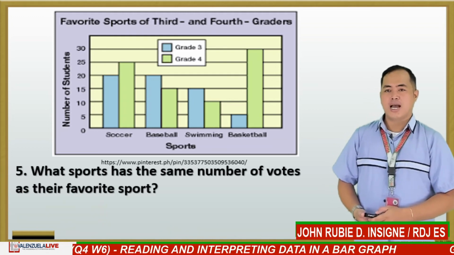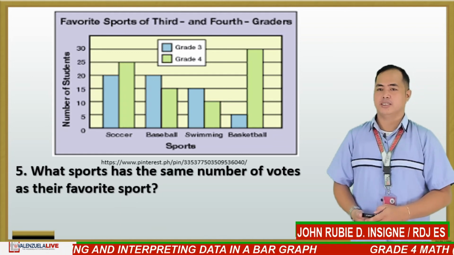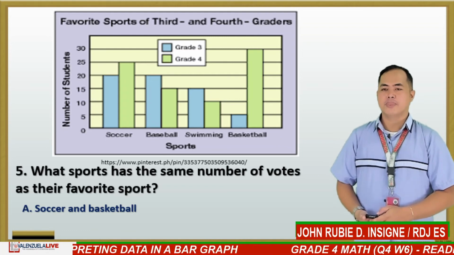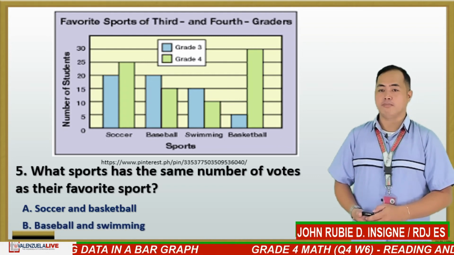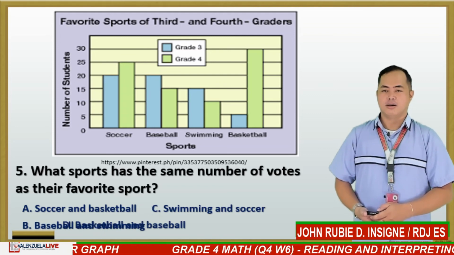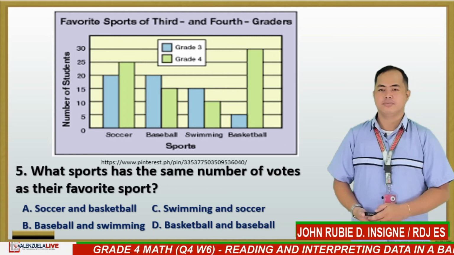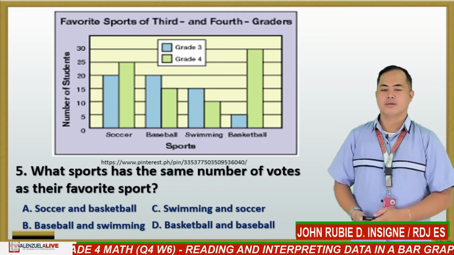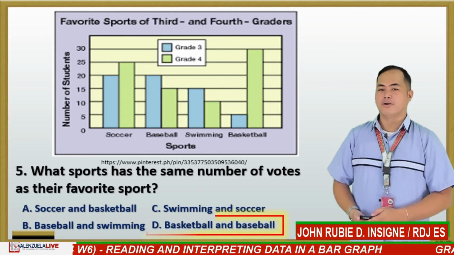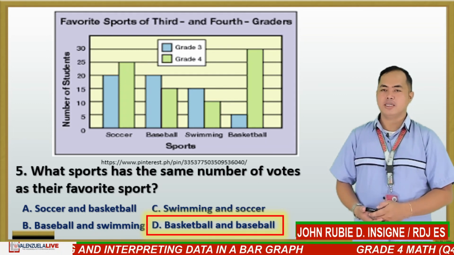What sports have the same number of votes as their favorite sport? A. Soccer and basketball. B. Baseball and swimming. C. Swimming and soccer. Or letter D. Basketball and baseball. The correct answer is letter D, basketball and baseball.